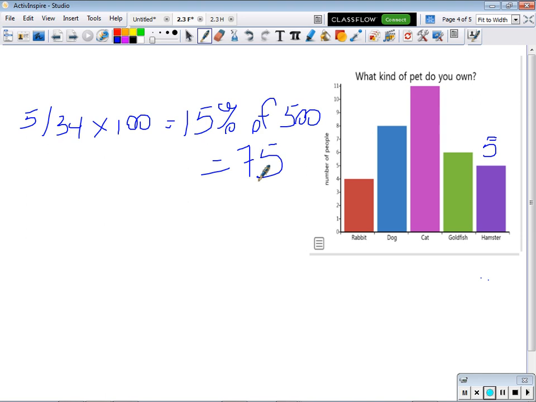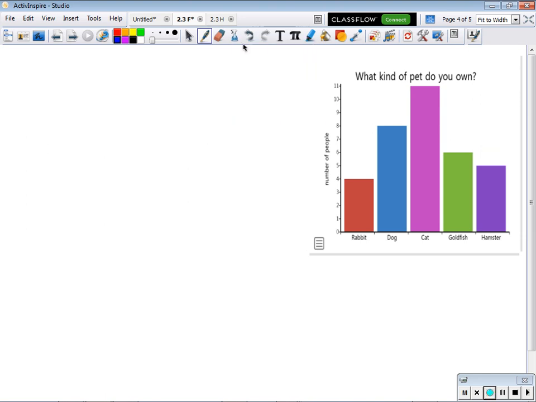And then number 7 says, if there's 500 students in the school, how many more would you expect to say own a dog rather than own the hamster? Well, if you notice here, there were 8 students that owned a dog. There were 5 students that owned a hamster. So the difference there between the two is 3.